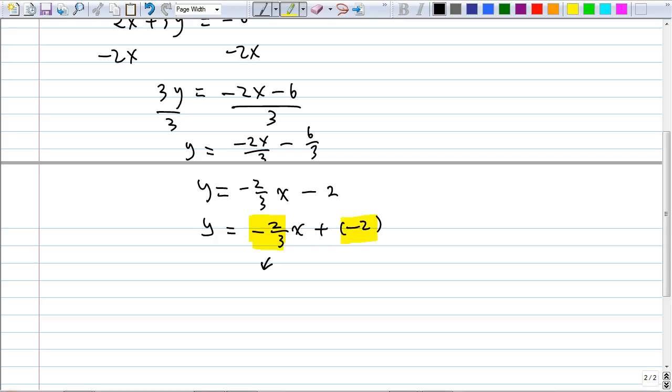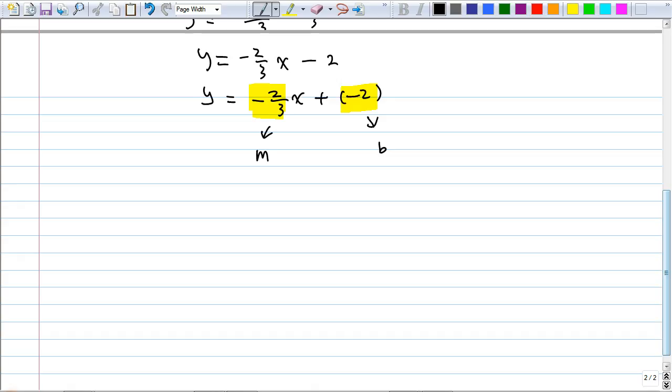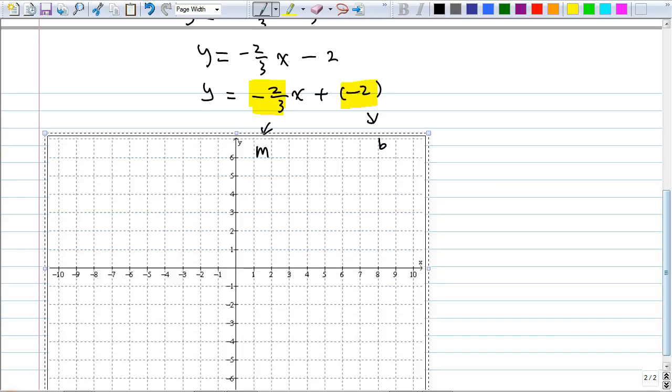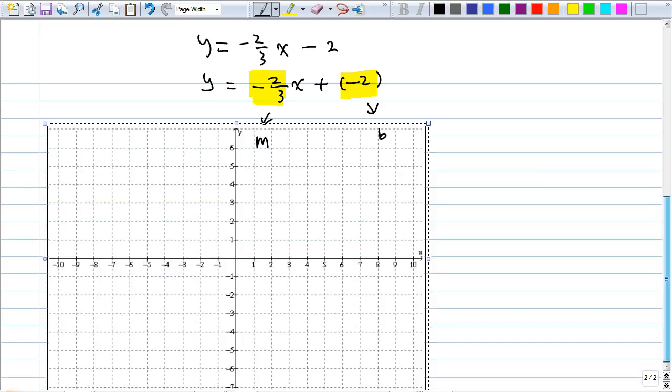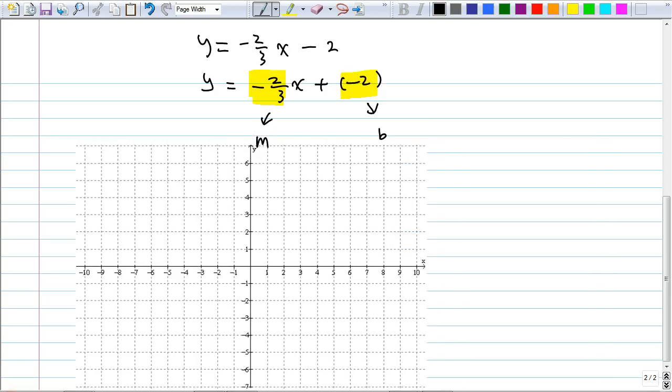Remember, we call this m for slope, b for y-intercept. So let's graph this line. So here's my graph paper. Make it a little bit smaller. Okay, so we will start with, remember, we cannot start with the slope because there are too many lines with this slope. So we have to have a starting point, which is your b. So I'm going to start at -2. And I know that my slope is -2/3.